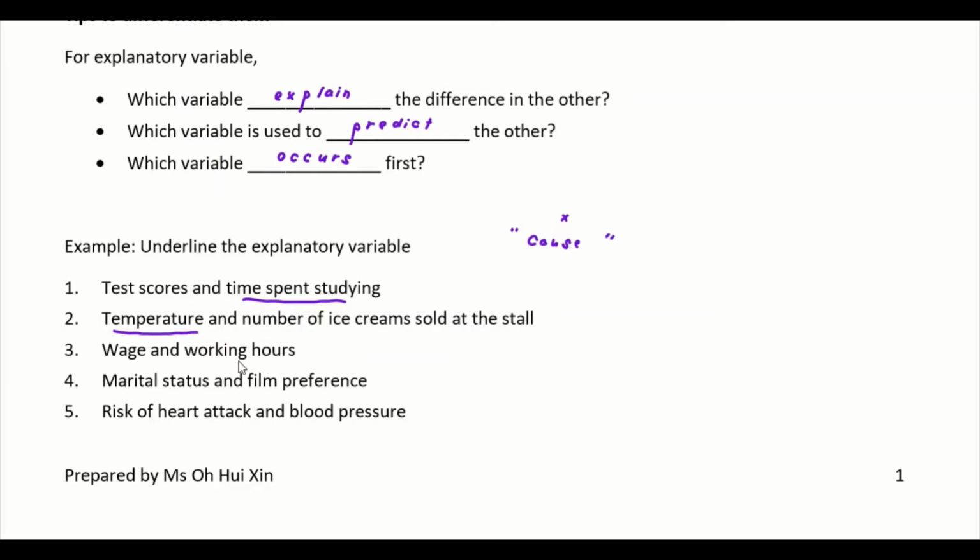Okay, so the wage and the working hours. I think this one is very easy, very straightforward. It's because the working hours come first, and after that you have your wage, right?